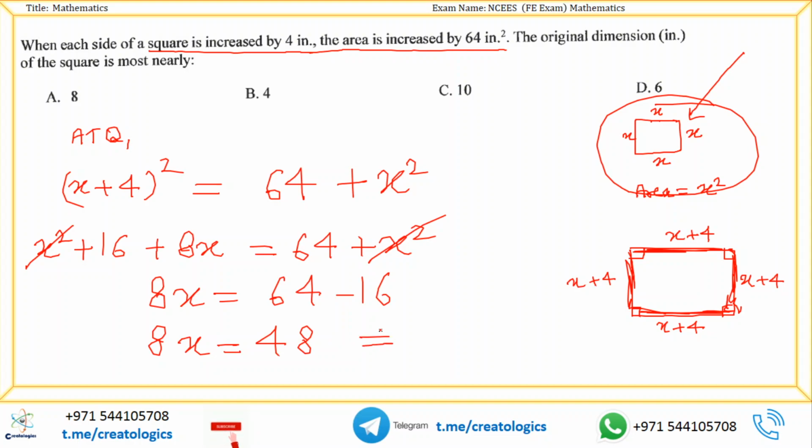That leads us to the value of x coming out as 6 inches. And hence you can see option D is the correct choice, right? So according to the question, we solved this. The original square had x unit side length, and the new square had x plus 4 units of side length, right?